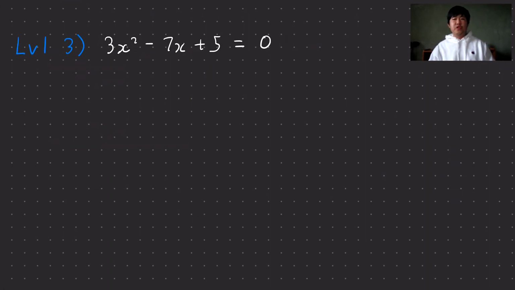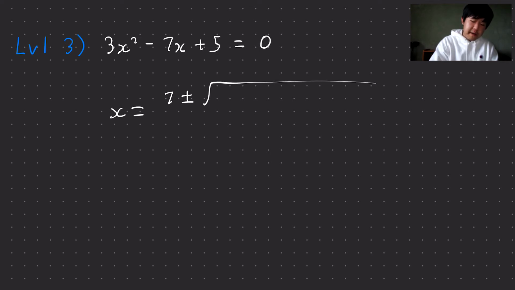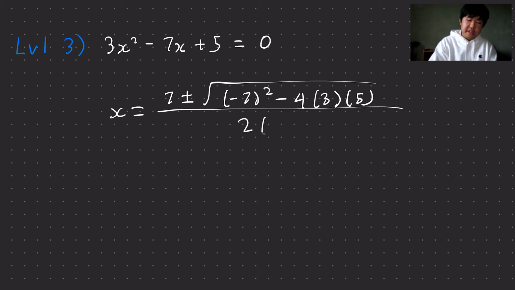So level 3 now is 3x squared minus 7x plus 5 equals 0. Alright, so this time I'm not going to write down the quadratic formula. Well, I am going to use it, but I'm not going to write it down. So let's get straight into substitution. So x is going to be minus b, which is minus 7, which is 7, plus minus root b squared, so minus 7 squared, minus 4ac, so that's a 3 and a 5, all over 2a, so it's going to be 2 times 3.